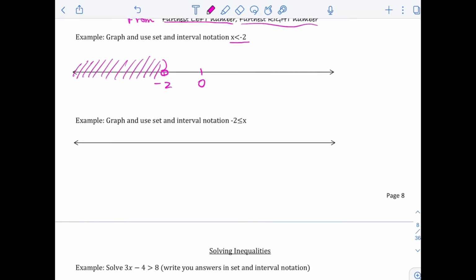Another case, 0 is the center of the number line. -2 is still on the left. In this case, you have the equal sign. You can have a closed circle, or you put a bracket. Since it's less, the bracket opens to the left of -2, and then you shade from -infinity to the number -2, because that's where it starts.